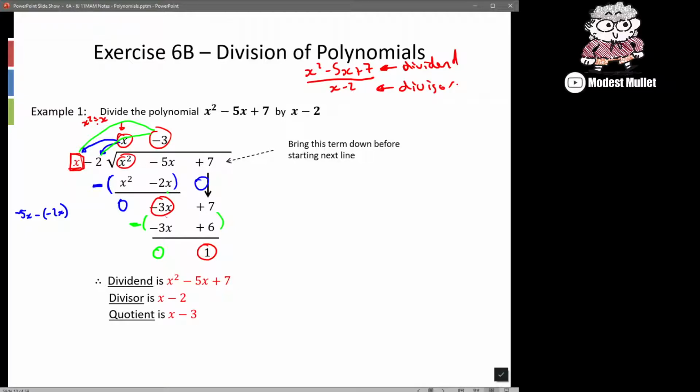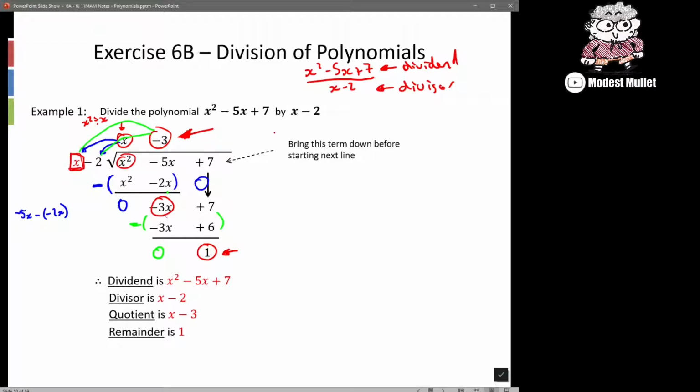And what we're going to get is the quotient, which is the answer, which was this bit up here. This is the top bit. That's effectively our answer. But then anything left over is called the remainder, because we can't divide that by x. We can't keep putting something up here at the top. So we're stuck with that plus 1 at the end.